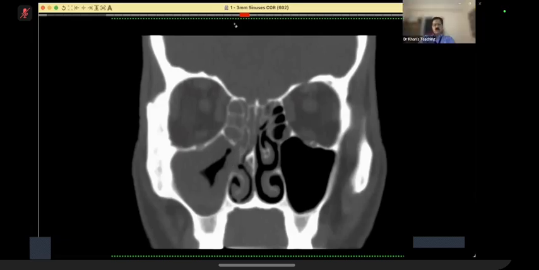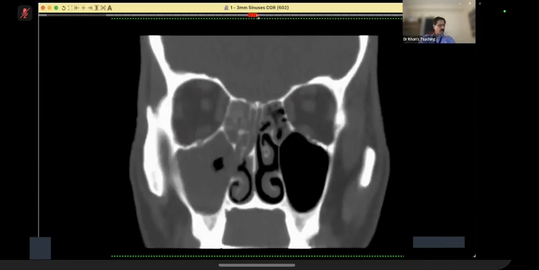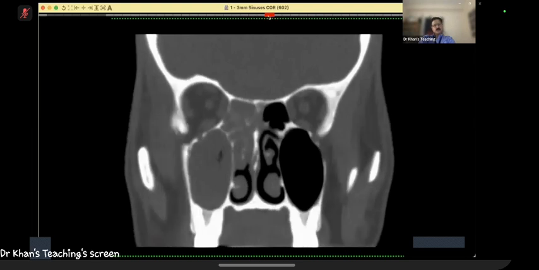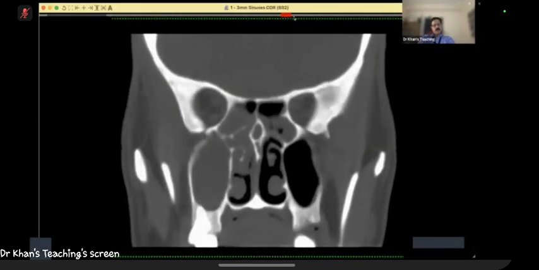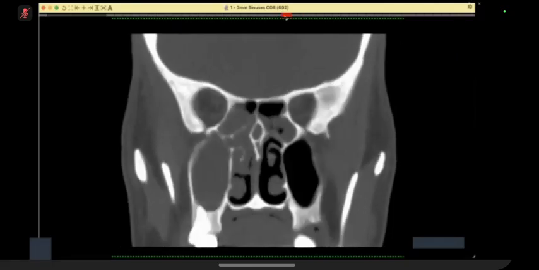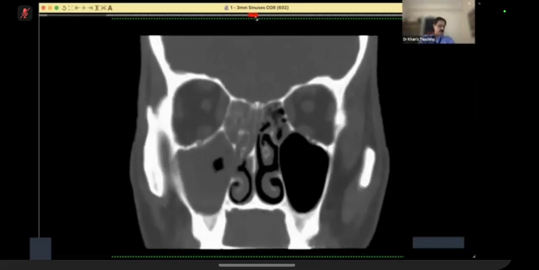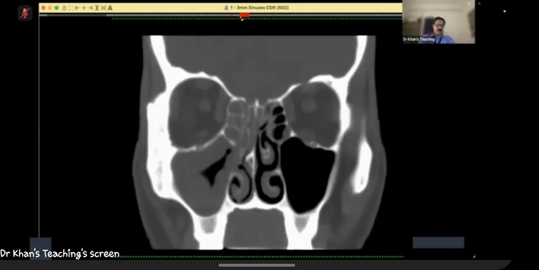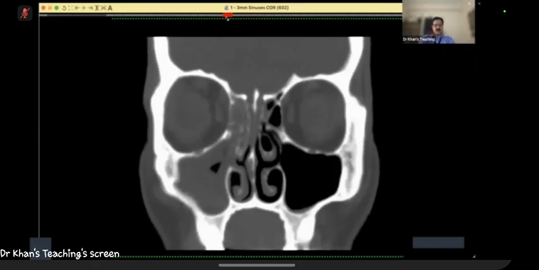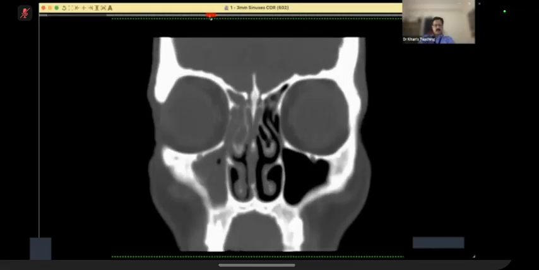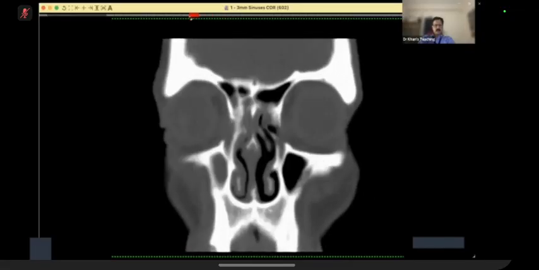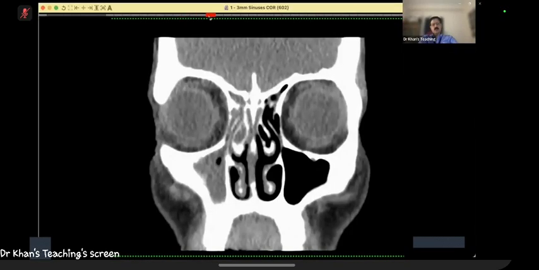I am not interested in this area. Please concentrate on the clinical right orbit. The patient has got acute symptoms, fever, headache, diplopia, orbital pain on the right side. So I've changed the window to soft tissue window.